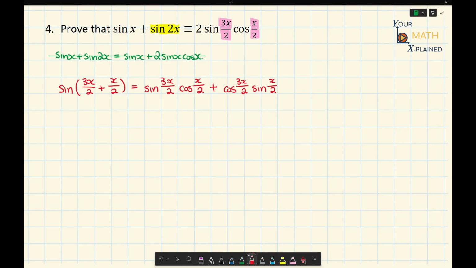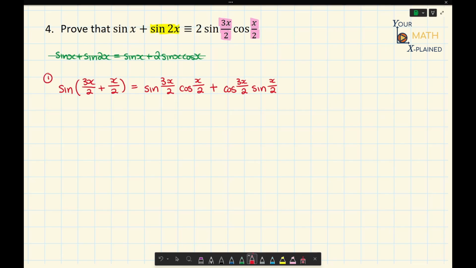So now comparing this to what we have, we can see that this part is what we want because that's right here. But we have this extra part that we don't want. So this is what happens if we add these 2 angles together. But we can see that if we were to subtract them, then this sign is going to turn into a minus. So let's go ahead and write that one down as well.